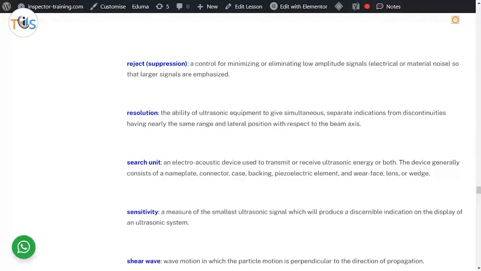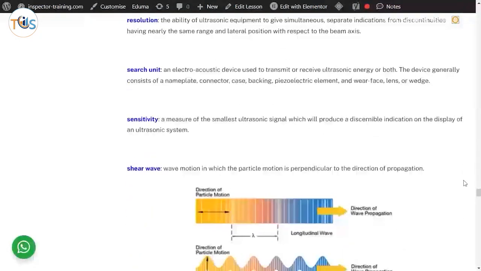The device generally consists of obviously a nameplate, which says what is it, which megahertz is it, what's the diameter, a connector, case, backing, piezoelectric element inside it, wear face, which is the bottom of the plate, to protect the piezoelectric, and a wedge, which actually gives the angle of the beam. So we already gave you a schematic of a probe just before.